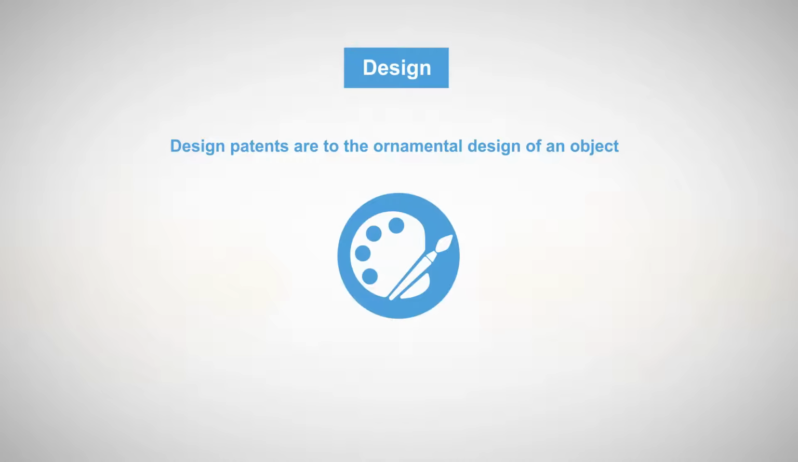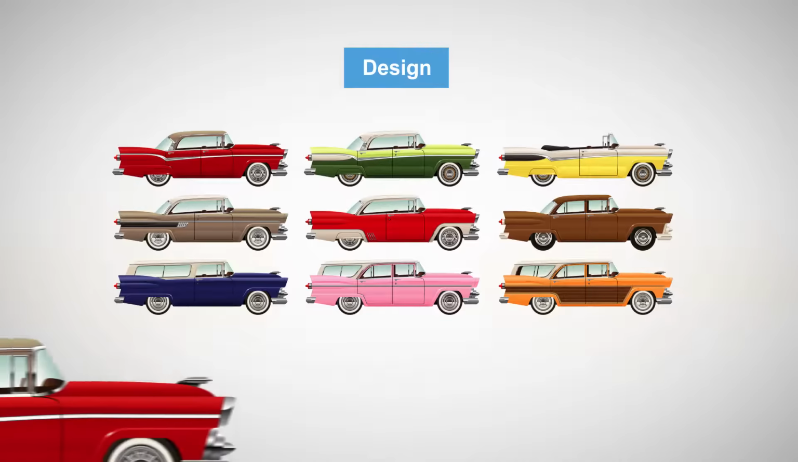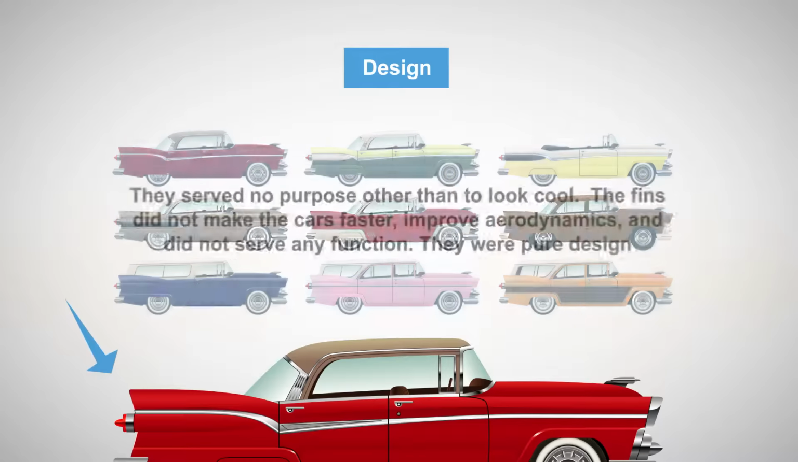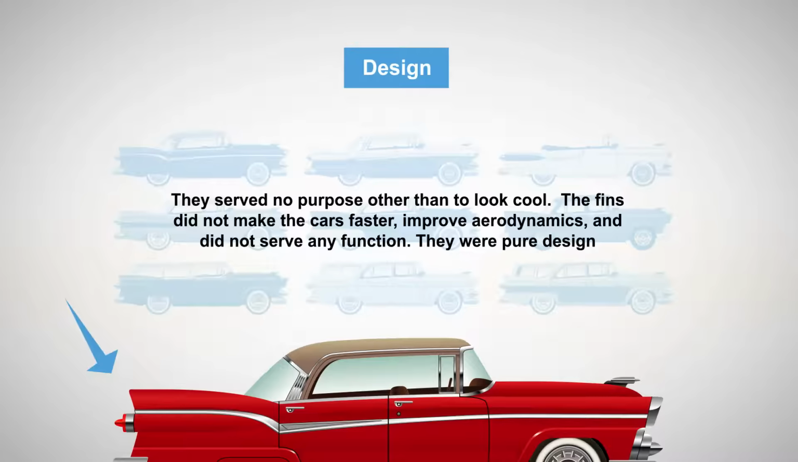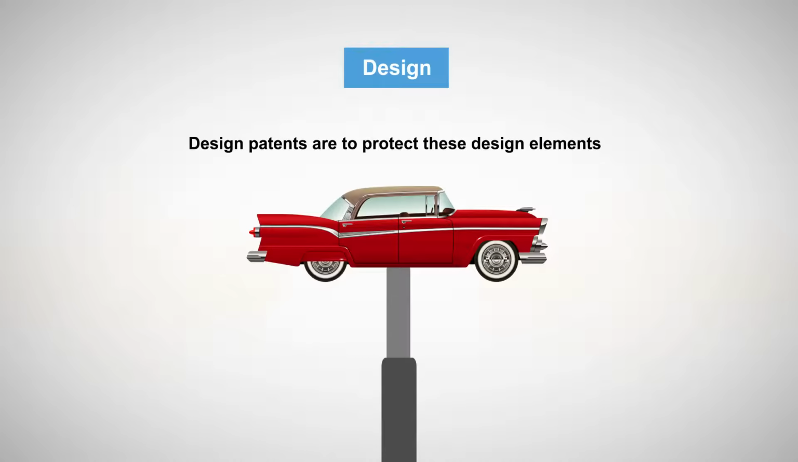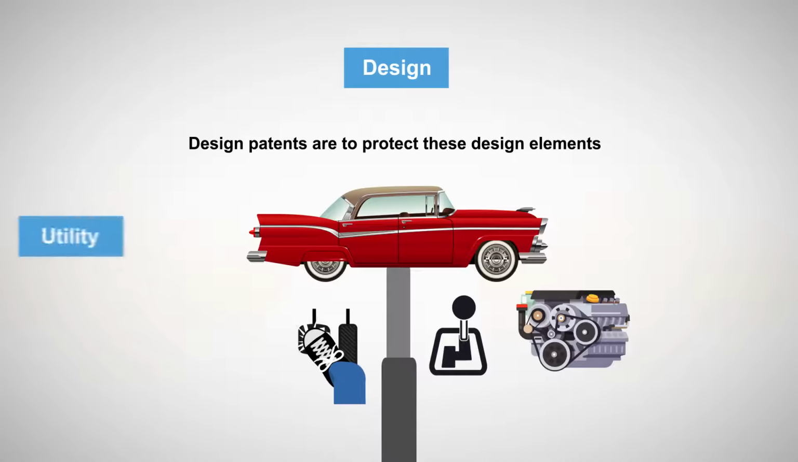A simple way to approach design patents is to consider the fins on the car. If you remember old 1950s era cars, many of them had big fins on them. They served no purpose other than to look cool. The fins did not make the cars faster, improve aerodynamics, and did not serve any function. They were pure design. Design patents are to protect these design elements. Functional parts of the car, e.g. the engine, transmission, brakes, etc., would be covered by utility patents instead.